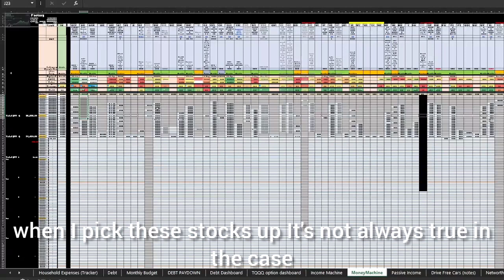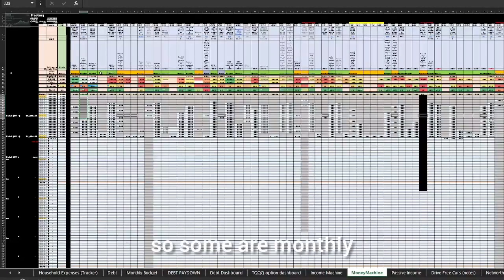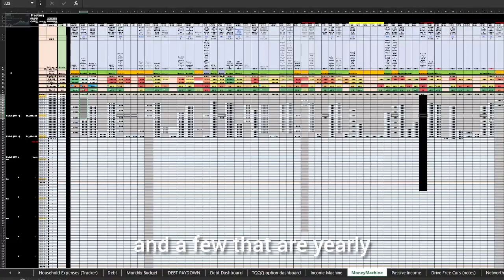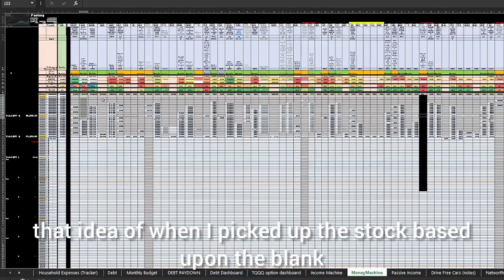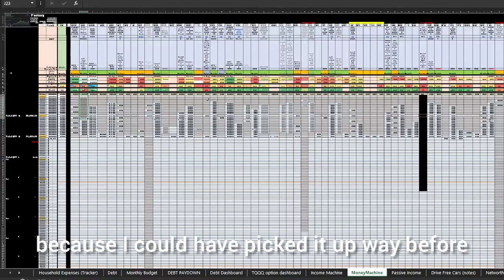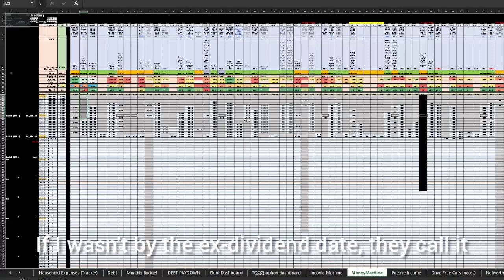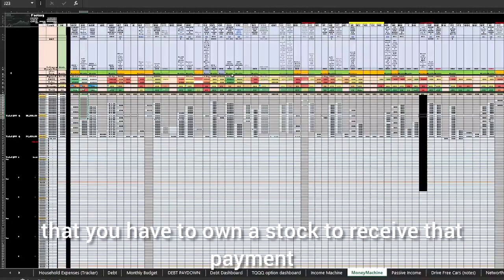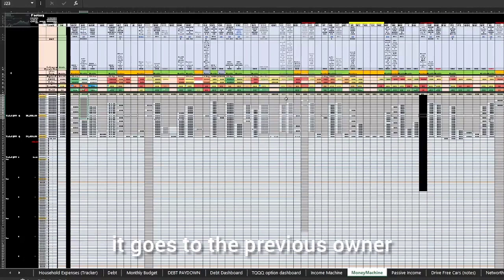It's not always true, because I've made these little modules for when they pay. Some are monthly, some are quarterly, and I have a few that are yearly. With the yearly ones, it's a little harder to use that idea of when I picked up the stock based upon the blank, because I could have picked it up way before, but if it wasn't in that period for that first year, then it wouldn't show up if I wasn't in by the ex dividend date, they call it. Ex dividend date is basically the date that you have to own a stock to receive that payment. And if you're not within the ex dividend date, it goes to the previous owner.